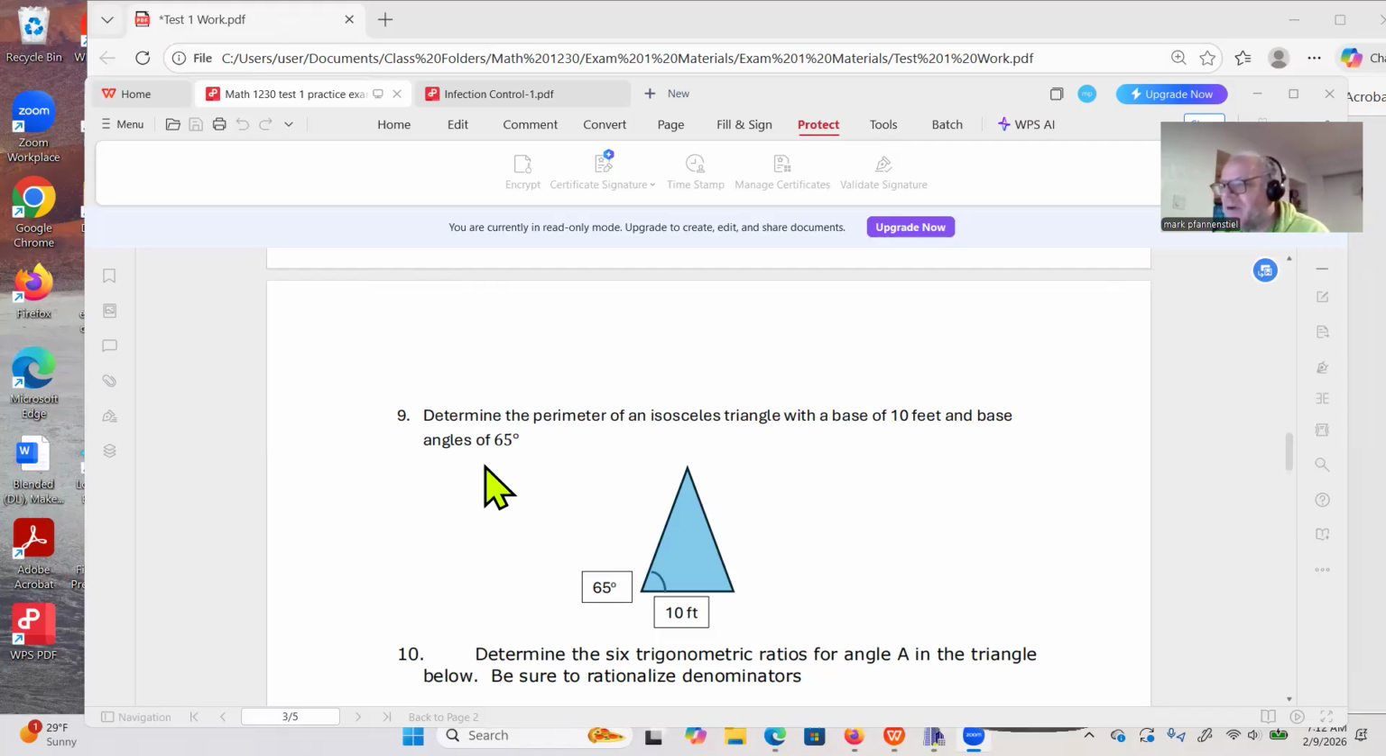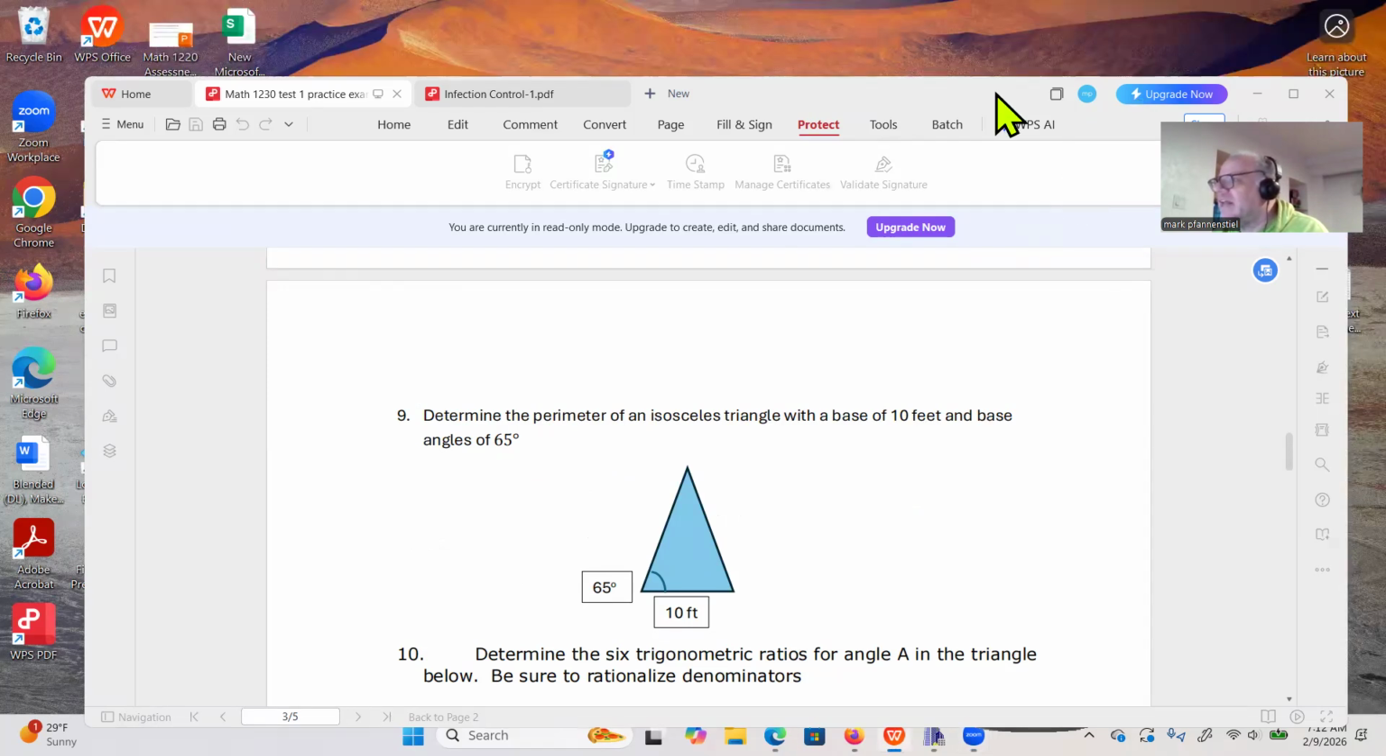We are going to be looking at problem number 9 here, trying to figure out the perimeter of an isosceles triangle with a base of 10 feet and angles of 65 degrees on the sides here, okay? So let's have a look at what this is going to look like.